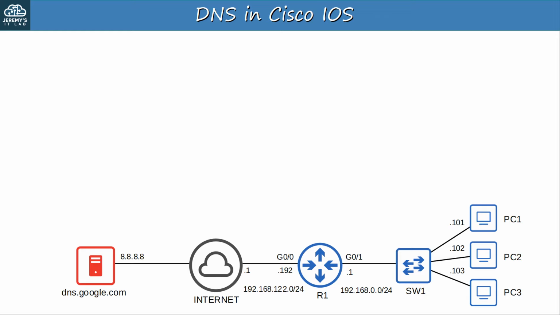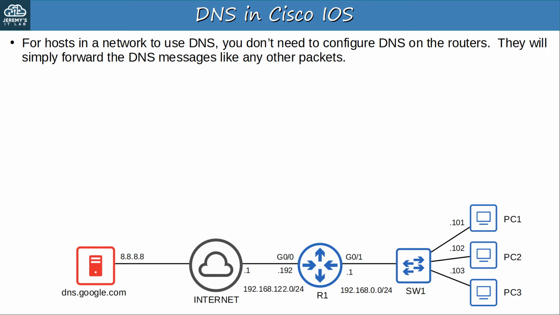Okay, so I hope that gave you a general understanding of how DNS works. A client wants to access something using a name, such as accessing a website like youtube.com. But in order to access the website, it needs to know the IP address of the destination. To learn the IP address, the client sends a query to a DNS server, which informs it of the IP address. Now let's look at how to configure DNS in Cisco IOS, using R1 as an example.